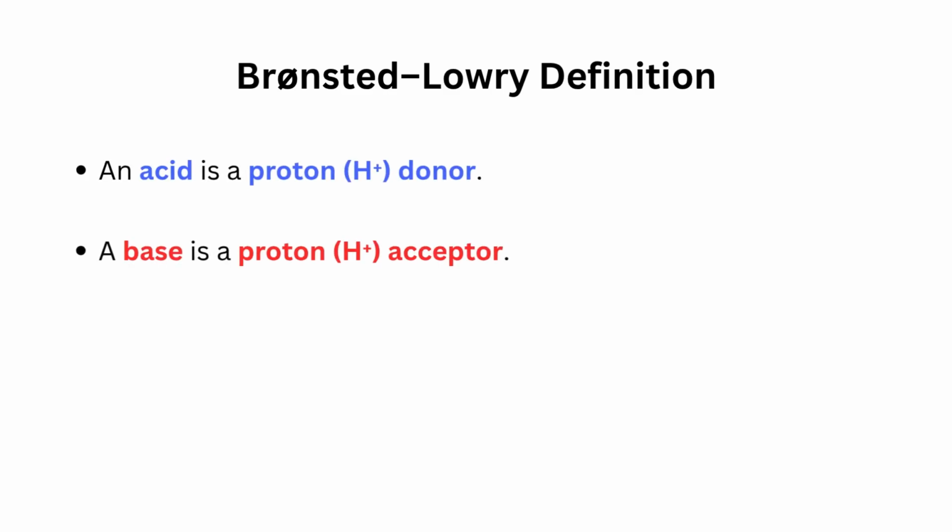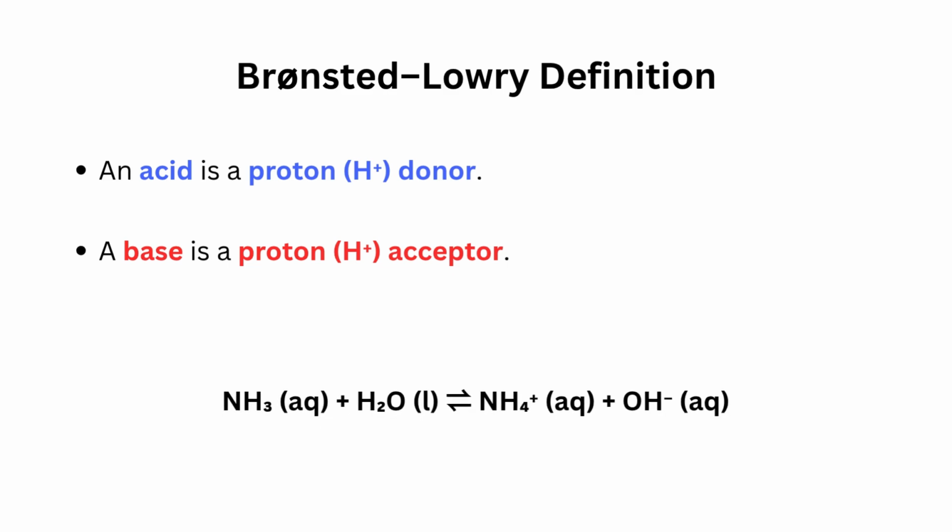Bronsted-Lowry definition. The Bronsted-Lowry definition is broader and more useful for AP chemistry. An acid is a proton donor, a base is a proton acceptor. This definition applies to a wider variety of reactions, including those that don't happen in water. Example: in the reaction between ammonia, NH3, and water, NH3 accepts a proton from H2O and becomes NH4+. So NH3 is the base and H2O is the acid.